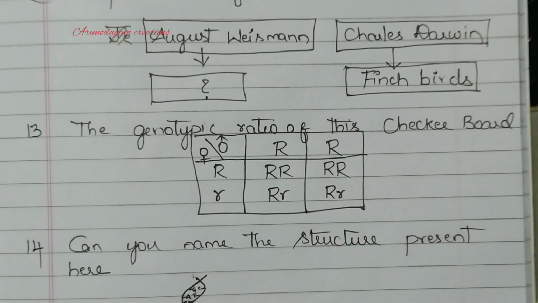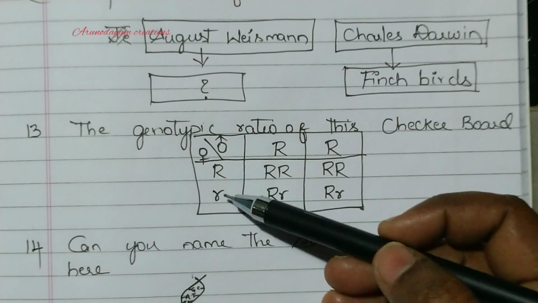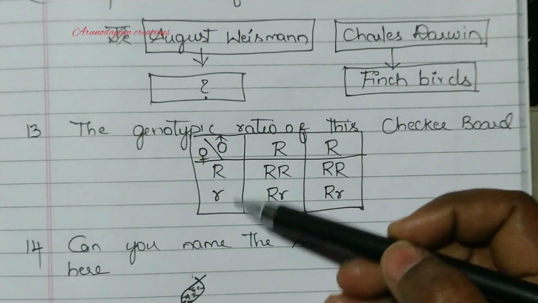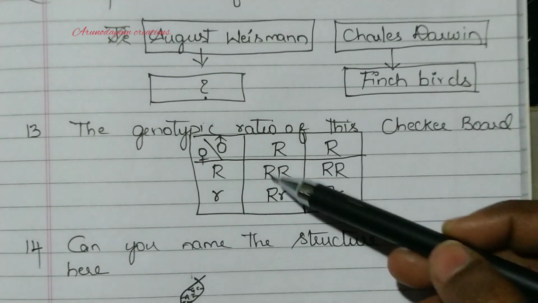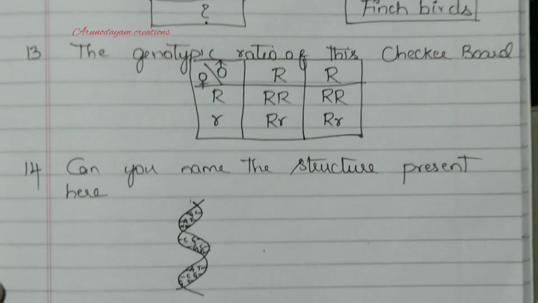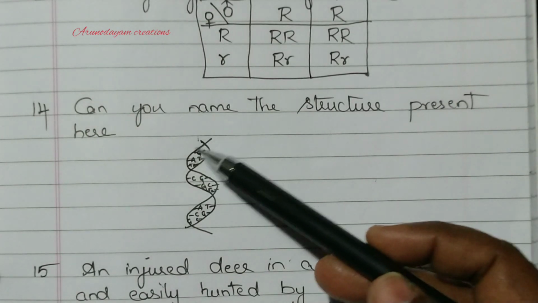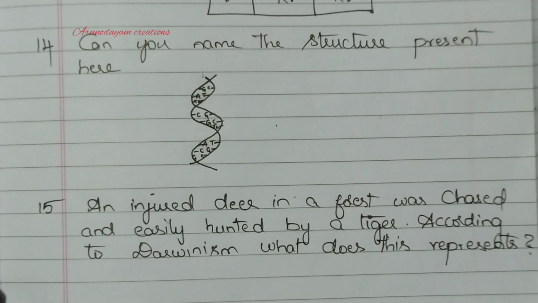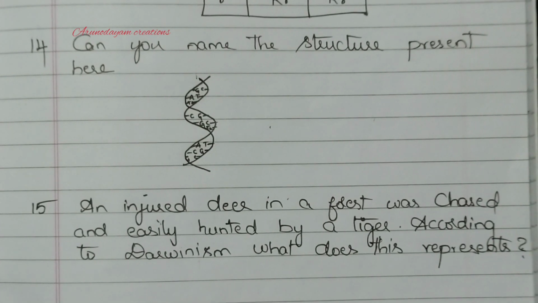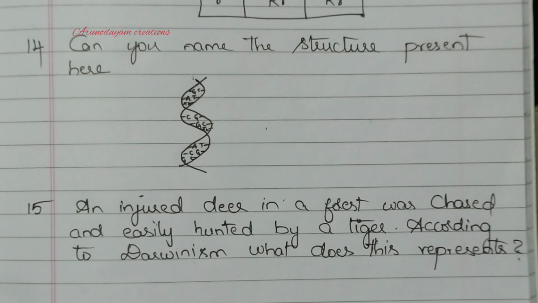13th question, the genotypic ratio of this checkerboard, homozygous round plant with heterozygous round seeds producing plant. So we have to write the genotypic ratio of this cross. 14th question, can you name the structure present here? So you have to write what it is. 15th question, an injured deer in a forest was chased and easily hunted by a tiger. According to Darwinism, what does this represent?